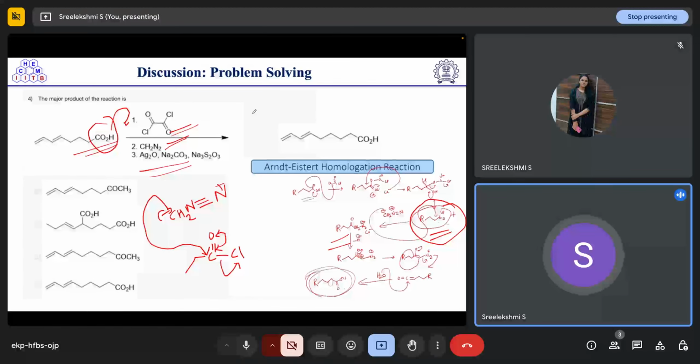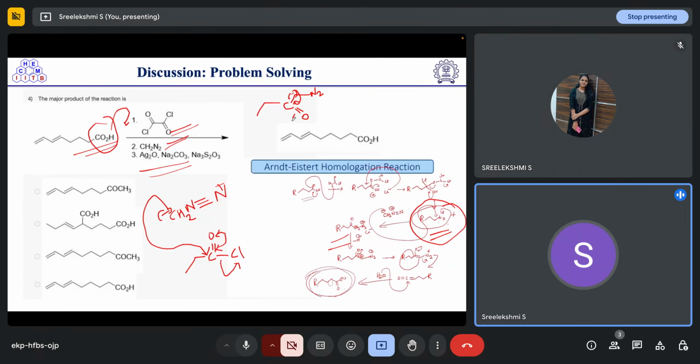So what we will be getting is this CH2N2, and here it will be double bond O, right? Yes, so we will be getting this. Then what is happening is that when we are treating with silver oxide, Na2CO3, Na2S2O3, this negative charge, this enolate formation, is happening.